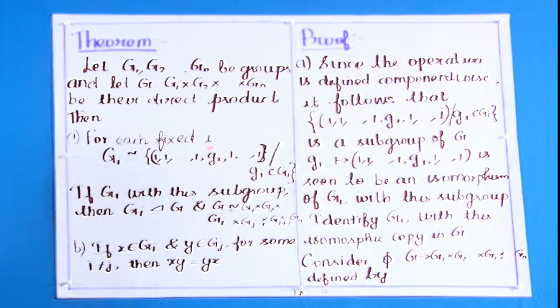So, the ith position is filled by gi, where gi belongs to Gi, and the rest of the places are filled by 1. Then this particular Gi is a normal subgroup of G, and G by Gi is isomorphic to G1, G2 so on up to Gi minus 1 cross Gi plus 1 cross so on up to Gn. So, we are leaving out the ith element here, because we have G by Gi, and therefore this is isomorphic to this particular set. The next result we will be proving is, if x belongs to Gi and y belongs to Gj for some i not equal to j, then xy is equal to yx.